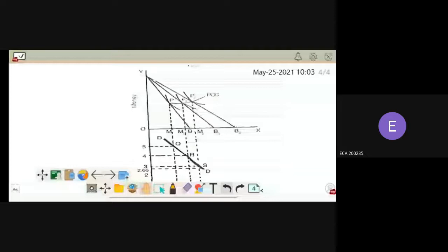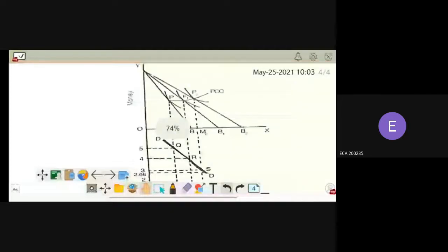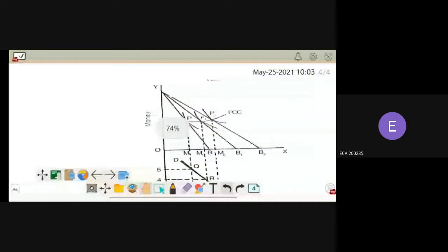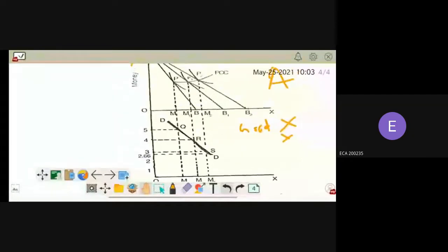Okay. So the only change here is that on the y-axis, we measure the money income of the consumer, and on the x-axis we measure the quantity purchased of good X. This is panel A of the diagram.